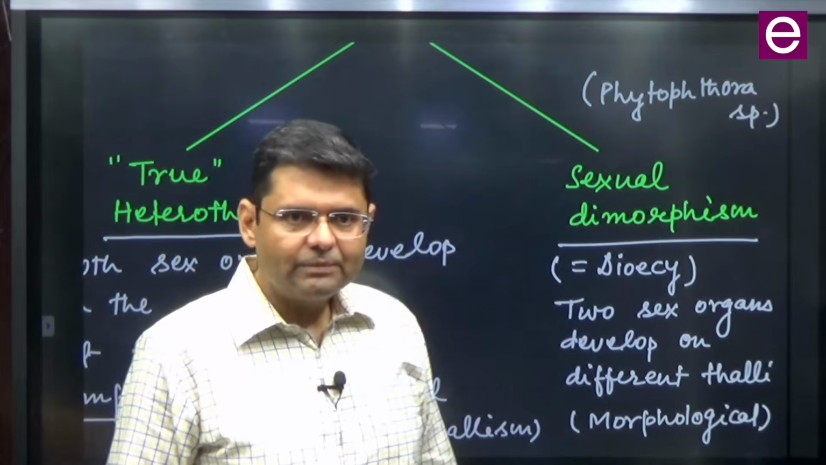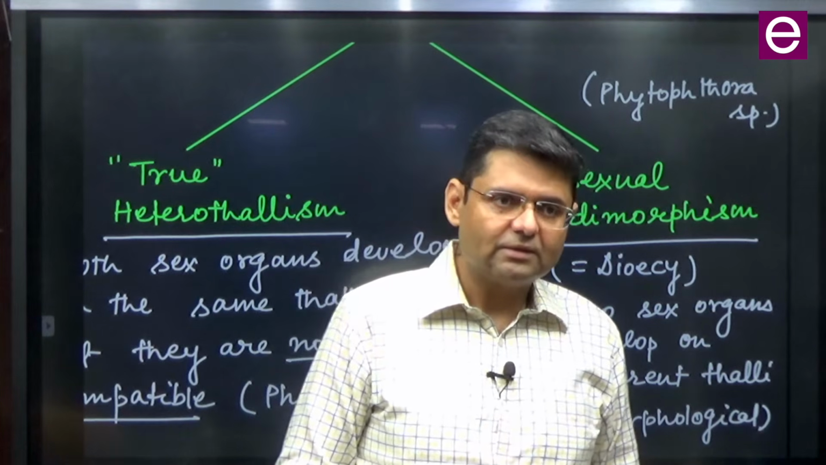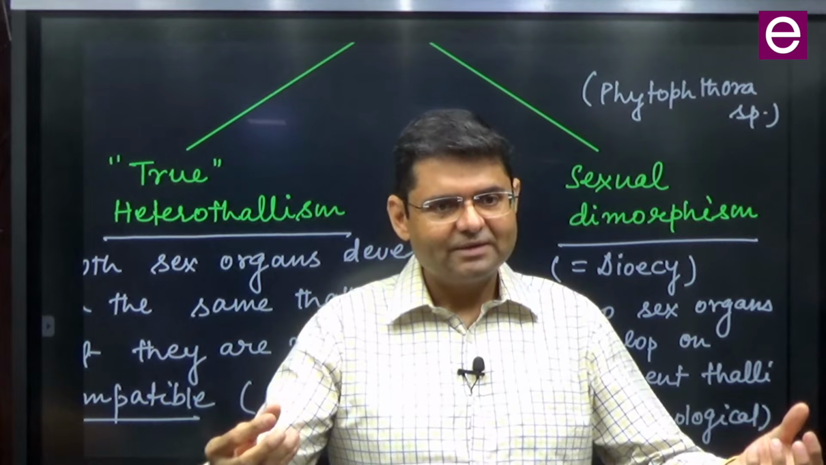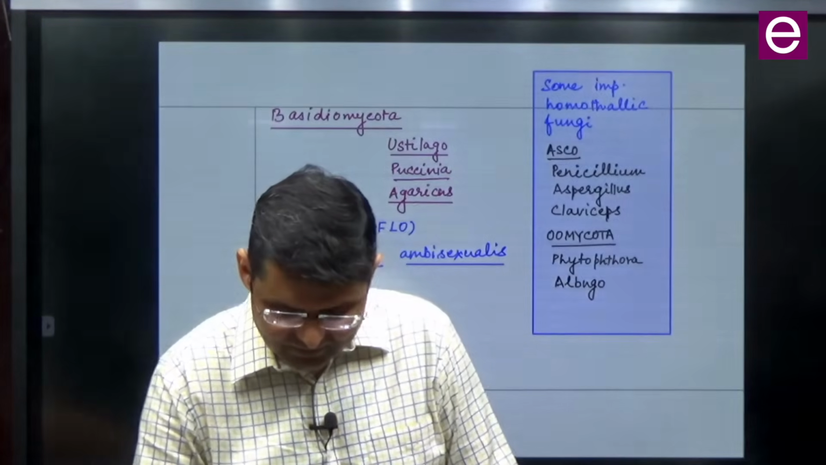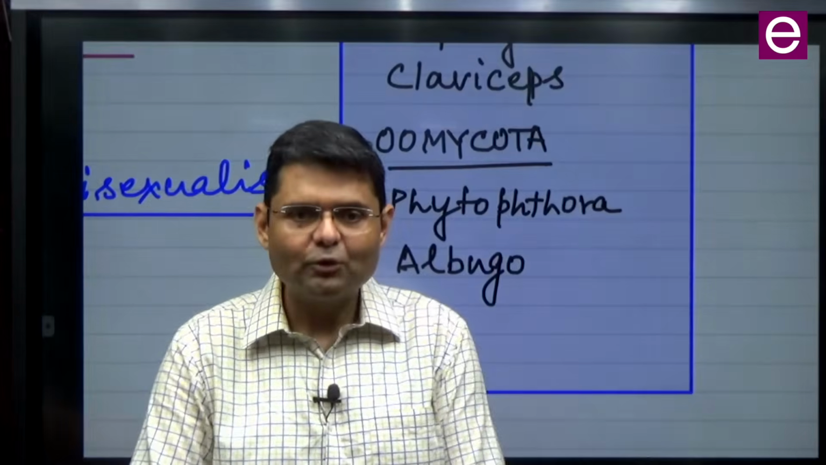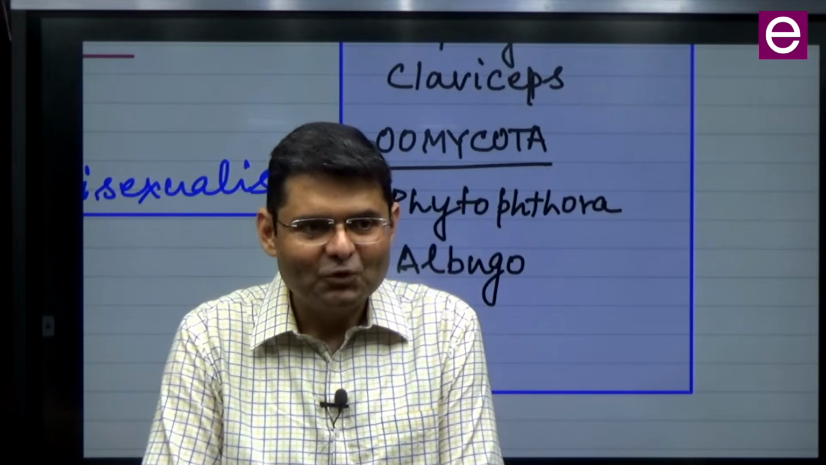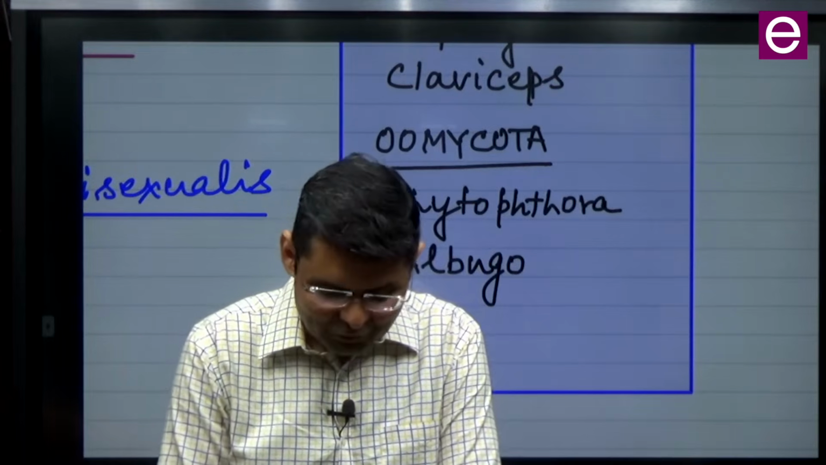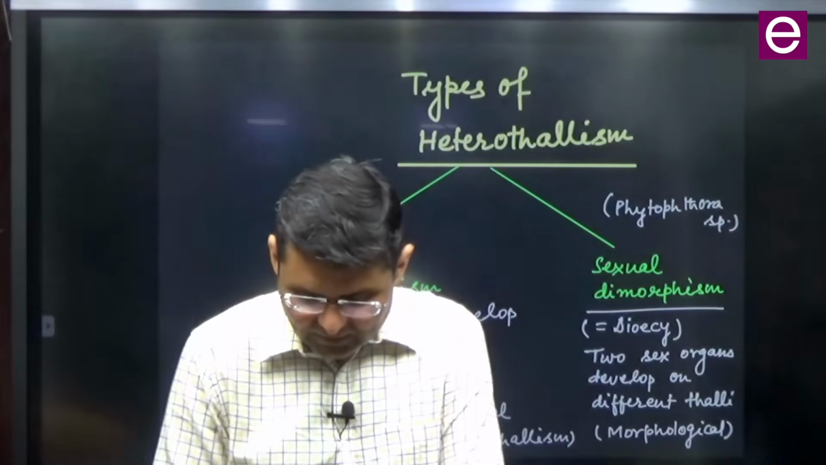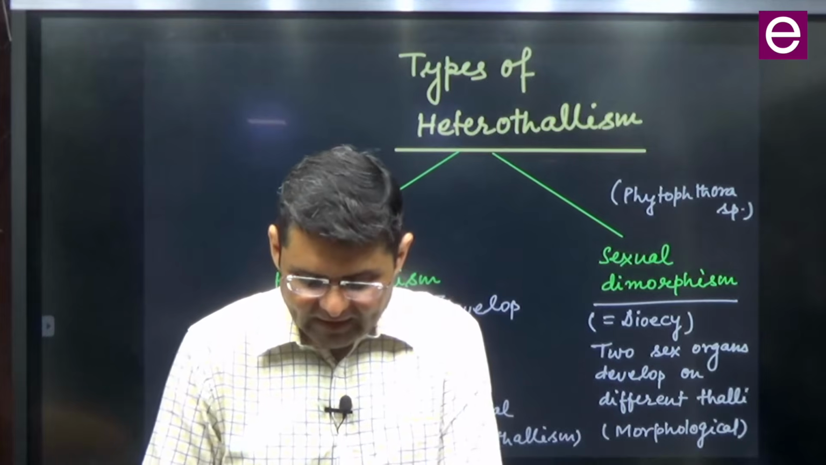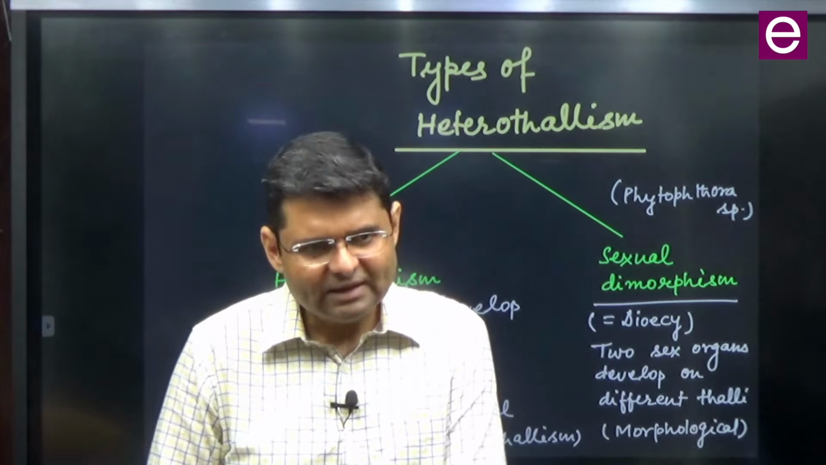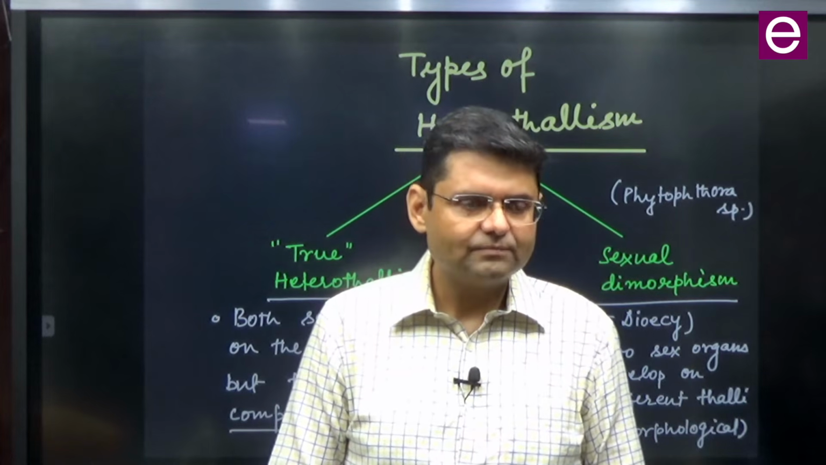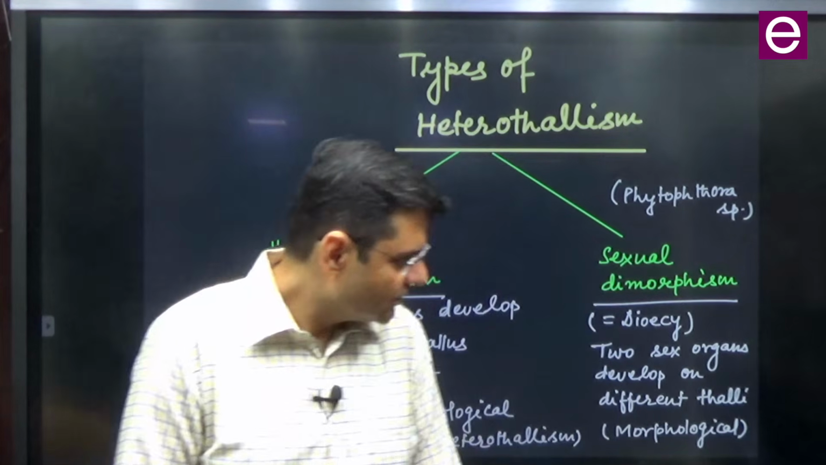Do you want an example? Many species of Phytophthora, they show male separate, female separate. But where have we included Phytophthora? Homothallic box. So today's botanists do not consider this behavior as heterothallic. They simply say that this is sexual dimorphism, this is no true heterothallism. Agreed? Okay.